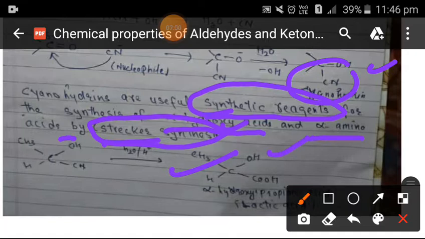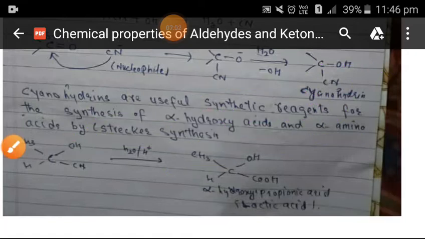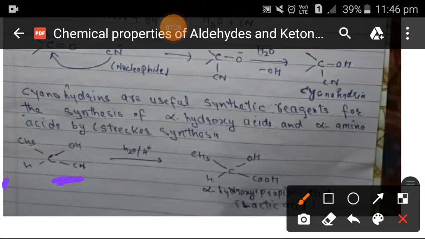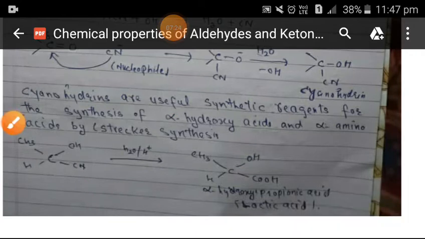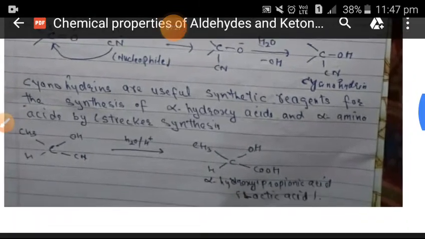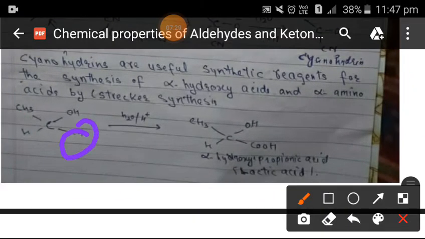The Strecker synthesis is one of the syntheses where we synthesize alpha hydroxy acids and alpha amino acids. So here we will see how the alpha hydroxy acid is prepared. This cyanohydrin, in the presence of water or acid, gives alpha hydroxy propanoic acid, which is called lactic acid. Here the cyanide group is converted into a carboxylic group.